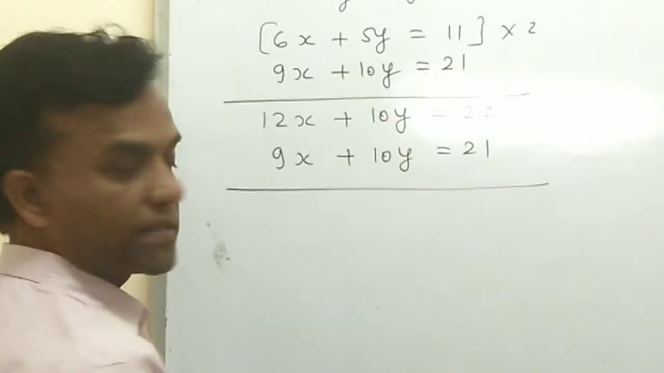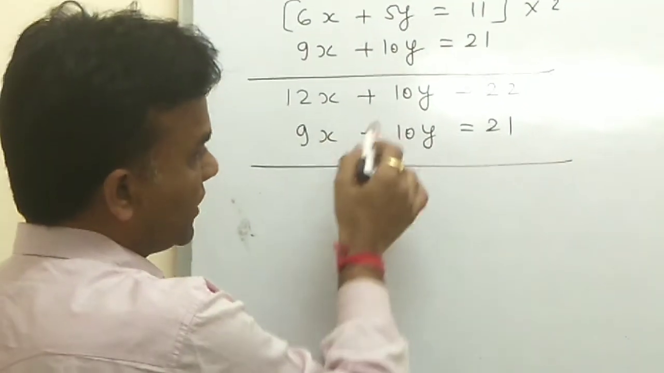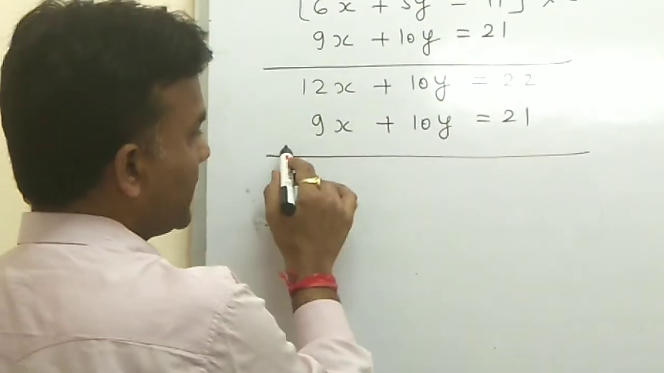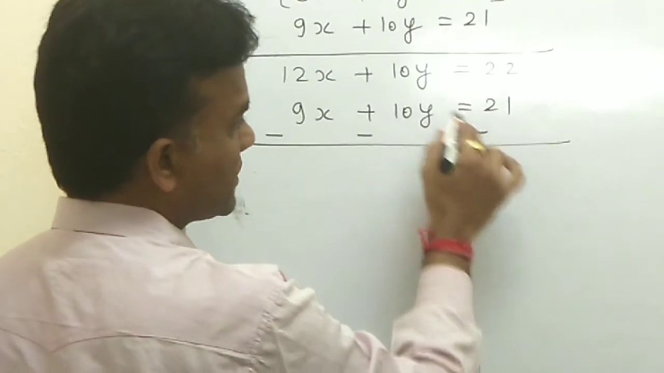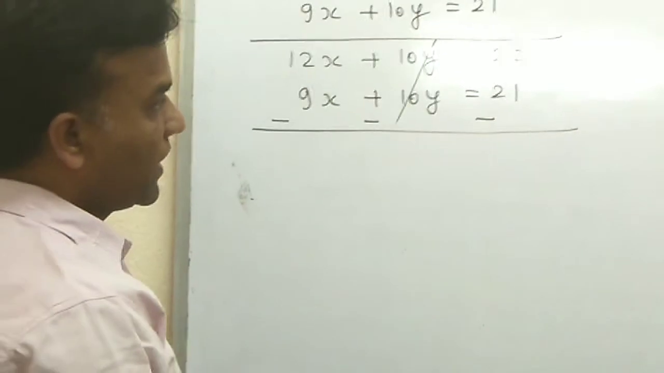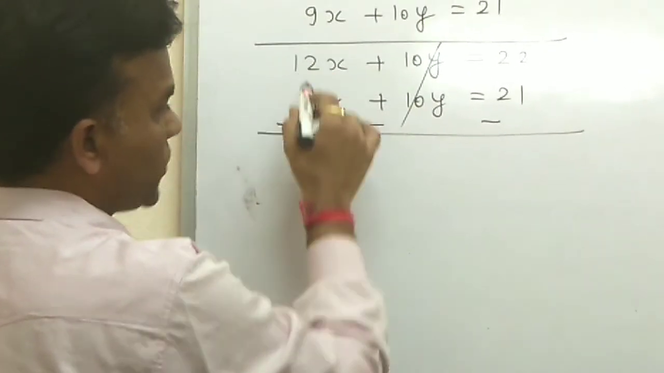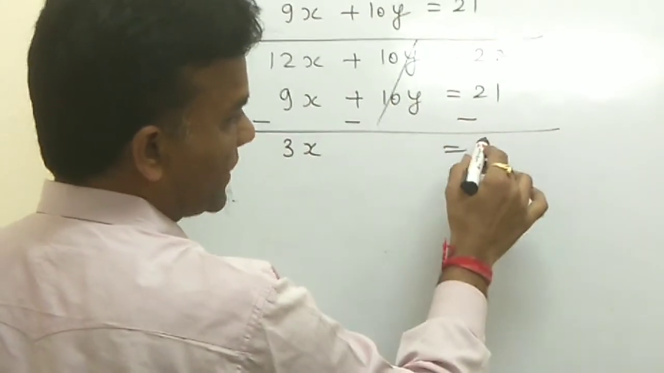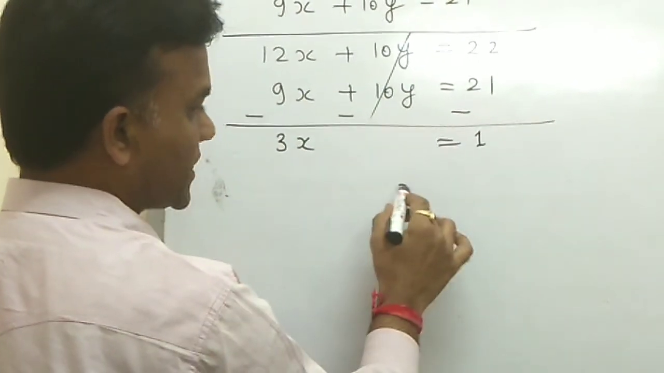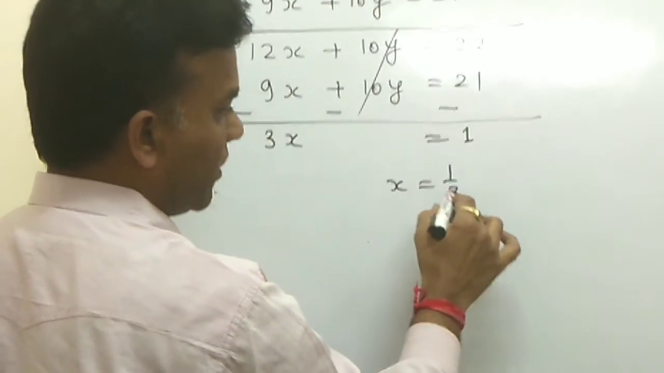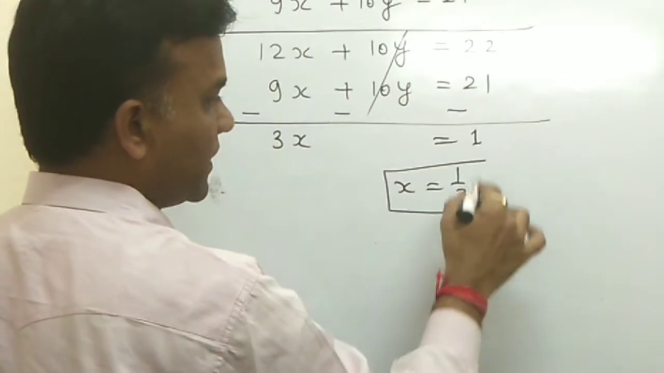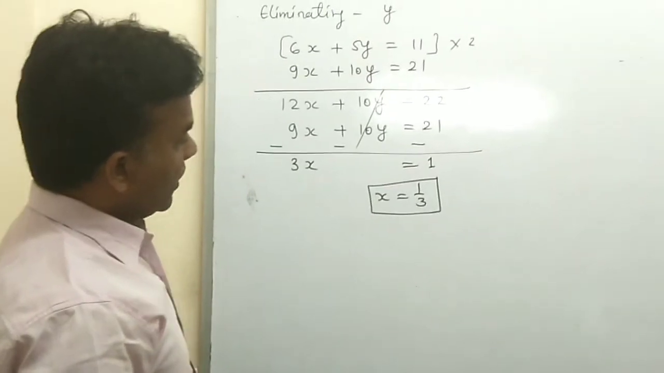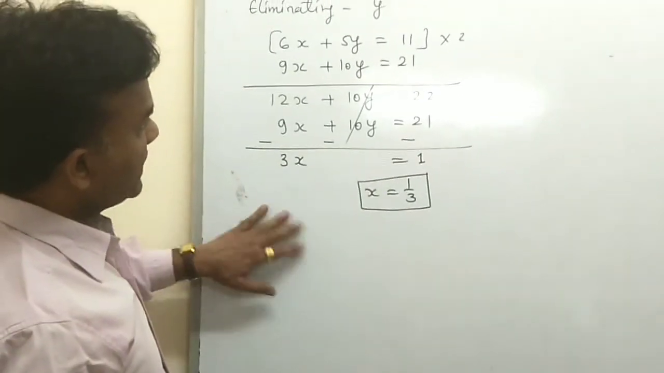Now again the second condition is what? Now your coefficients are the same, then you check your sign, both signs are the same. So now you change the sign here, plus minus minus, so this variable is cancelled out, because we eliminate y here. 12 minus 9 you have 3x here, and 22 minus 21 you got 1 here, so x equal to 1 by 3. Okay, you got the value of x. This is your answer also in the form of a fraction. Then the condition is very easy going now.